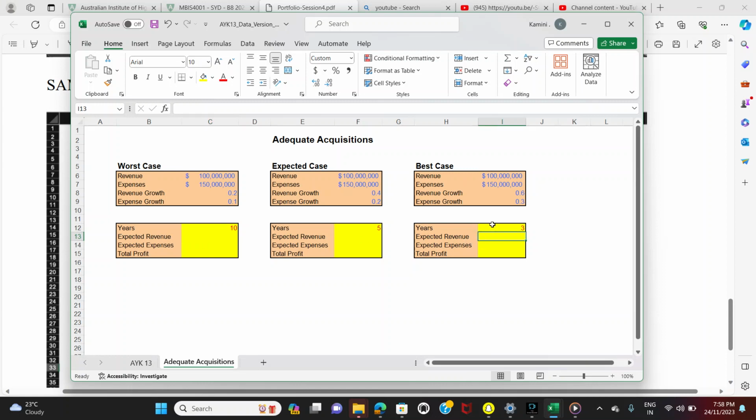First, we go with the best cases. To calculate the expected revenue, we are using the formula with a bracket, then revenue multiplied by the revenue growth, then multiply by the years, bracket close, plus the revenue for that year. So here we got the answer.